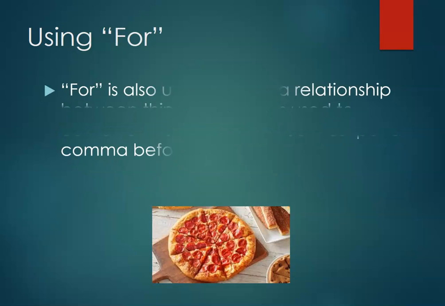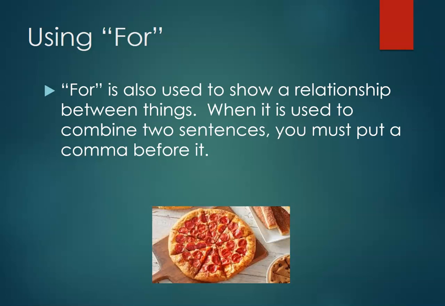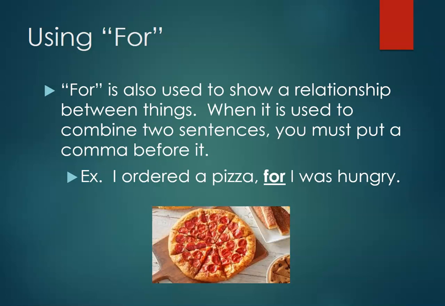Using the word for is another interesting one. For is used to show a relationship between things also. And once again, if you're using it between two full sentences, you must put a comma in there. I ordered a pizza, for I was hungry. So because I was hungry, I ordered a pizza. Because I have two full sentences, I must put that comma before the conjunction.